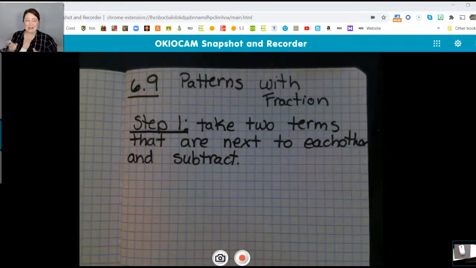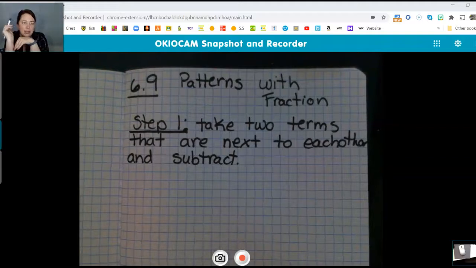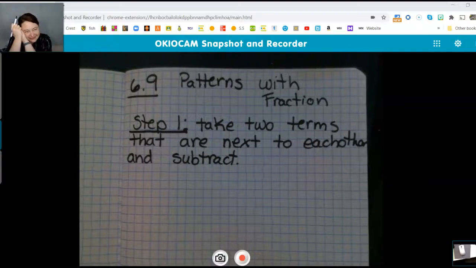Those are really squeaky. I don't know if you can hear how squeaky these are. You're going to take two terms that are next to each other and subtract. They can be two terms over here. They can be two terms in the middle. They can be the first two terms. It does not matter. Take them and subtract them. Put the bigger number on top. Doesn't matter if the bigger number was the first number or the second number. Put the bigger number on top and subtract. That's step 1.